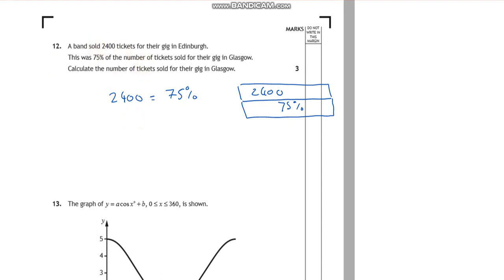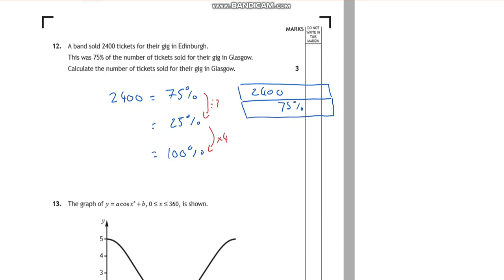Yes, I just had to reread that. I was a little bit confused. So it sounds as if they've obviously sold more then in Glasgow. Yeah, that number was 75%, so it's more. Now, what we're trying to do is get back to 100%. And the eagle-eyed amongst you has probably noticed that you're able to get to 25% and then to 100% by dividing by 3 and then timesing by 4.